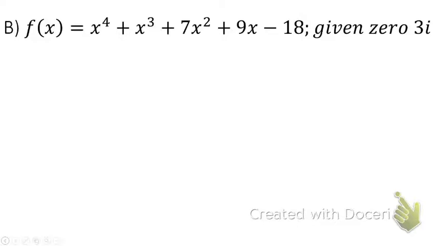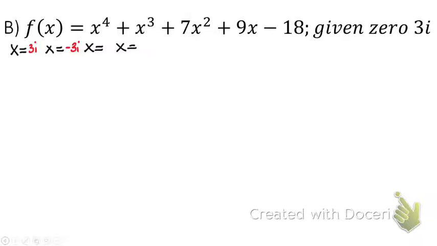Okay, so if we have a fourth degree, that means we're looking for 4 solutions. So we have x equals... and remember that conjugates come in pairs. So if you have positive 3i, what else do we have? Negative 3i. So we already have 2 solutions, positive 3i and negative 3i. We're looking for 2 more.